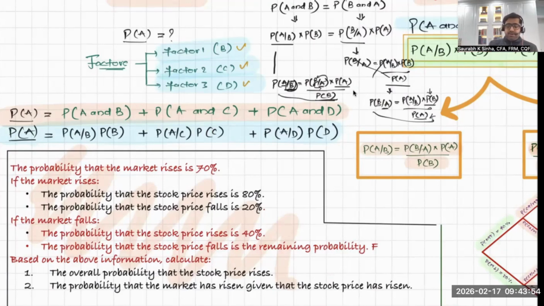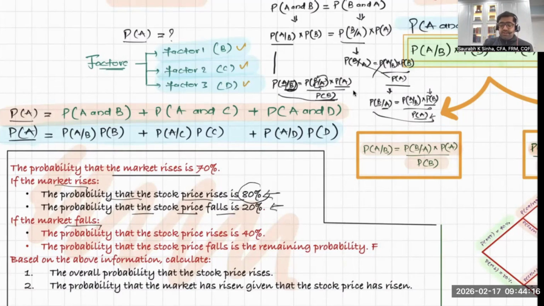So there is a question: the probability that the market will rise is 70%. So what is the probability of the market falling? The rest, 30%. If the market rises, please note, it is saying if the market rises, the probability that the stock price rises is 80% and the probability that the stock price falls is 20%. Now the question is, is this 80%, 20% unconditional probability, conditional probability, or marginal probability? These are conditional probabilities because they are dependent upon the market rising. If the market rises, then the probability of stock price rising is 80%.